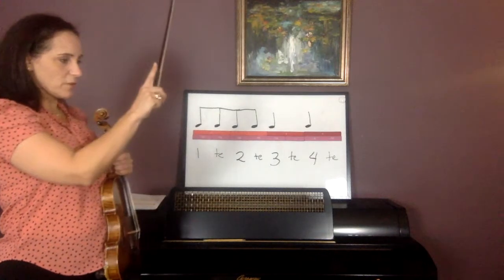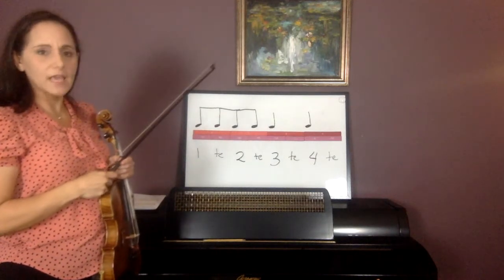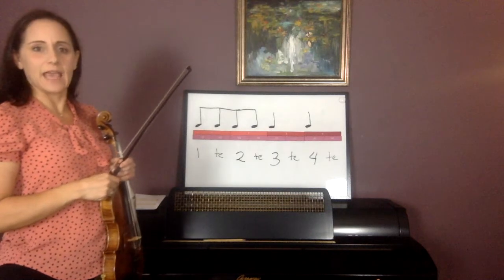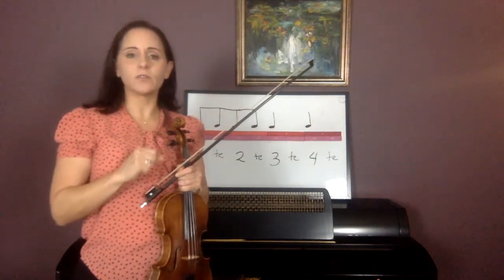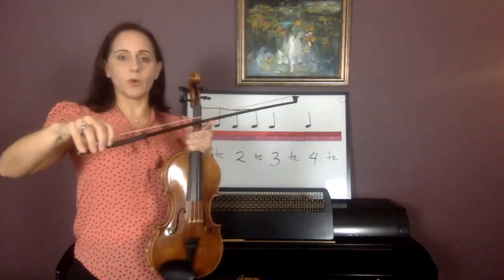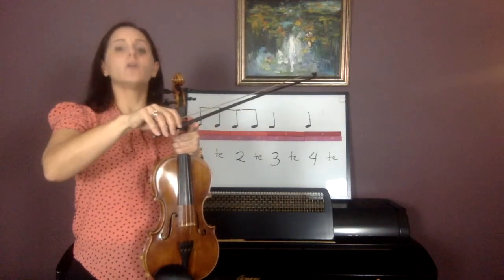Eighth notes, here you've got to remember, eighth note, a number or a tay, quarter note, a number and a tay. That's the rule I want you to remember right now as far as counting goes. Eighth notes, half a count, half a bow. Quarter notes, one full count, one full bow. All right?